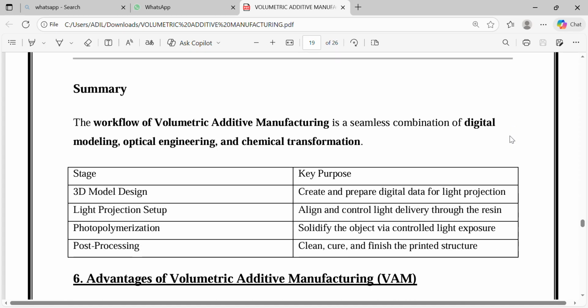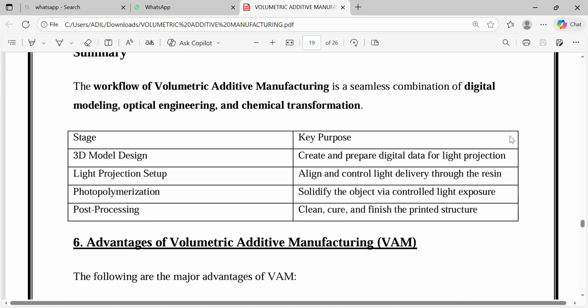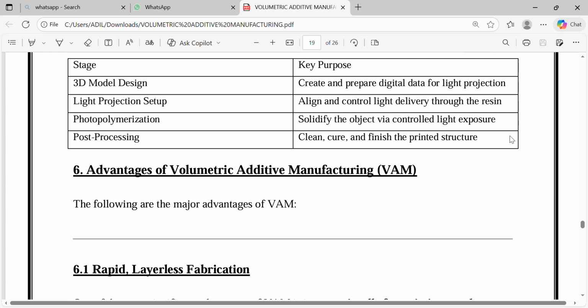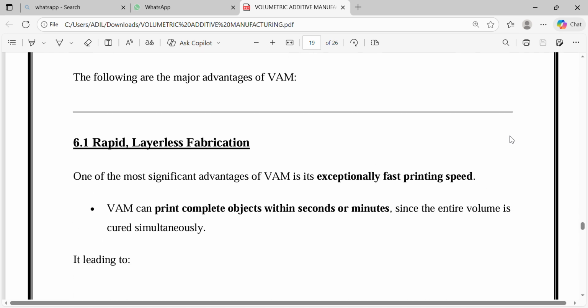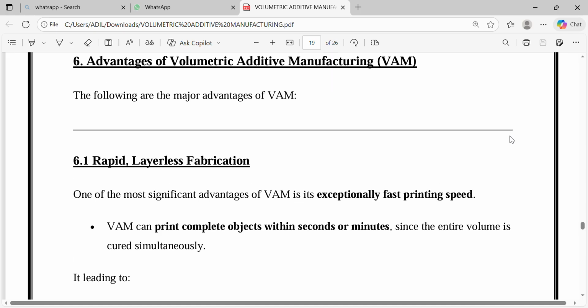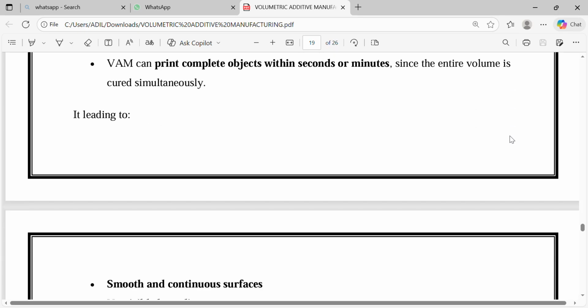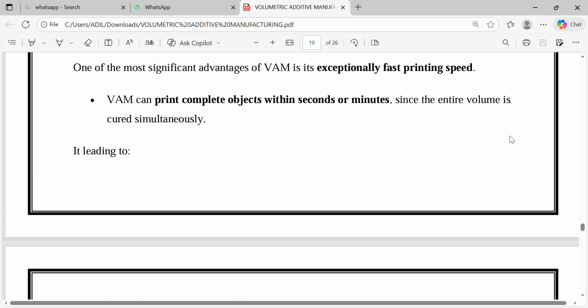Here is a summary of all four stages and their key purposes. Now we will discuss the advantages of volumetric additive manufacturing. The first one is the rapid fabrication. One of the most significant advantages of the VAM is exceptionally fast printing speed. VAM can print complete objects within seconds or minutes since the entire volume is cured simultaneously.